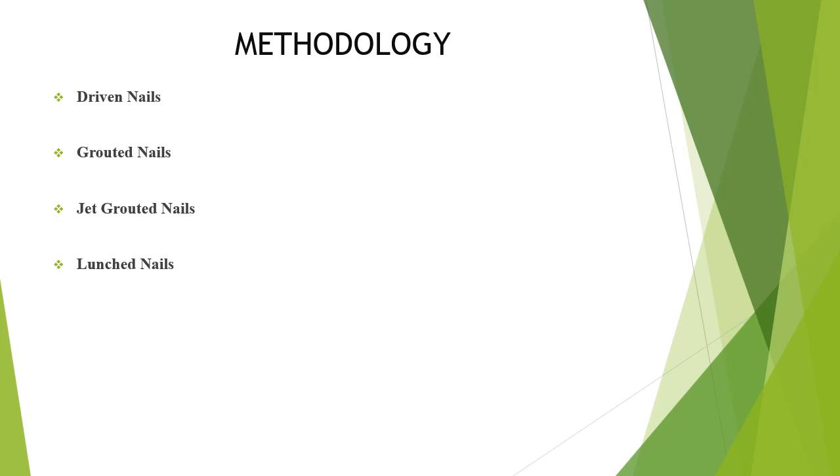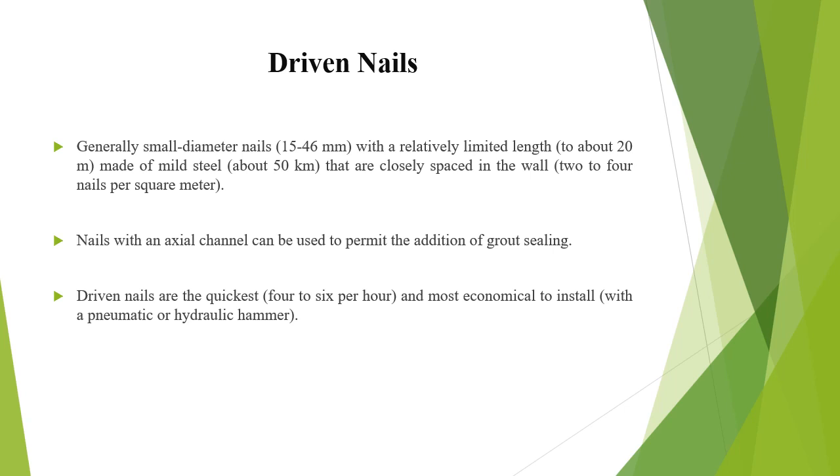Now, methodology. Driven nails, grouted nails, jet grouted nails, launched nails. Now let's move to the driven nails. Generally, small diameter nails 15 to 46 mm with a relatively limited length of up to about 20 meters, made of mild steel of about 50 ksi, that are closely spaced in the wall, 2 to 4 nails per square meter. Nails with an axial channel can be used to permit the addition of grout. Driven nails are the quickest and most economical to install.